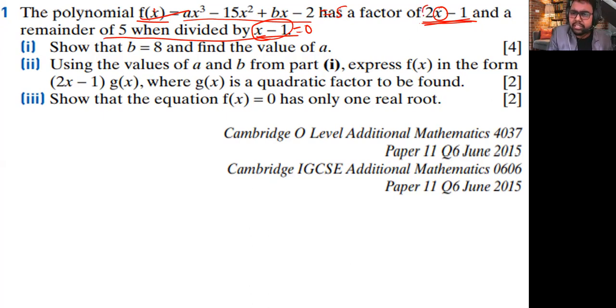So in both cases, I will equate this expression with 0. When I put the value of x in this expression, I get the function equal to 0, and when I put the value of x in the other, I get the function equal to 5. Is it clear? So now read the first question. The first question is saying, show that b is equal to 8 and find the value of a. It's very easy. After solving, we will get the answers.